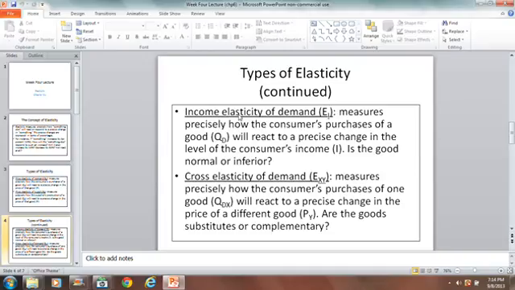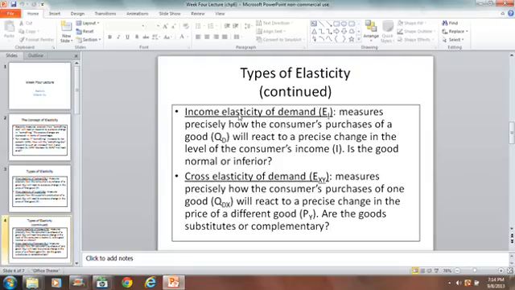When the goods were complementary, when the price would go up, the demand for the other would go down. So the relationship between complementary goods was inverse or negative. So cross elasticity of demand is simply a way of determining whether two goods are substitutes or complements.